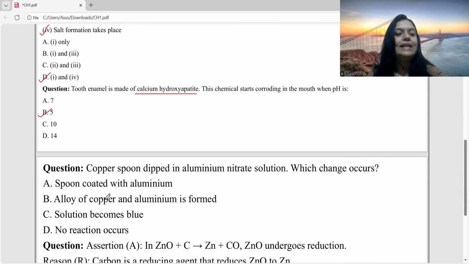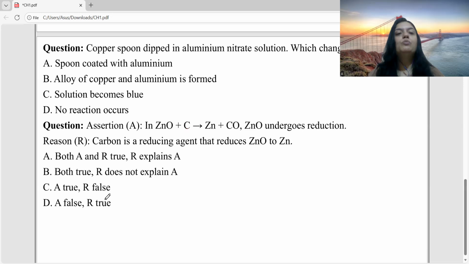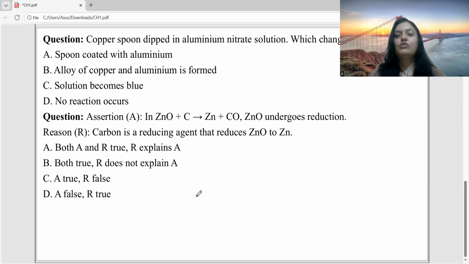Okay. Next. Copper spoon dipped in aluminium nitrate solution, which change occurs? Spoon coated with aluminium, alloy of copper and aluminium, solution becomes blue, no reaction. Now understand, copper is less reactive than aluminium. Then definitely it won't be able to displace aluminium from its aluminium nitrate solution, right? As a result, no reaction will take place. So here, option D is the correct one.